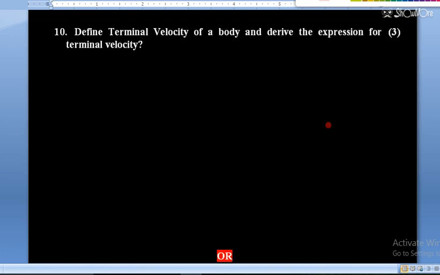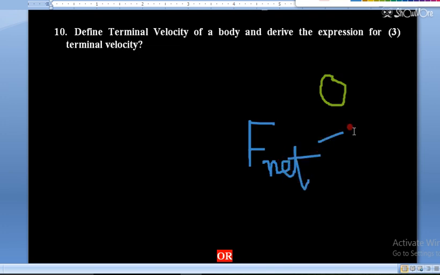Terminal velocity means, when a body is falling in a fluid, or let's suppose this body is falling downward in the air, then air will act as the fluid. There is a particular time at which F net, the net force on this spherical body, is equal to 0. When this net force is equal to 0, at that time the velocity of the body is known as terminal velocity.